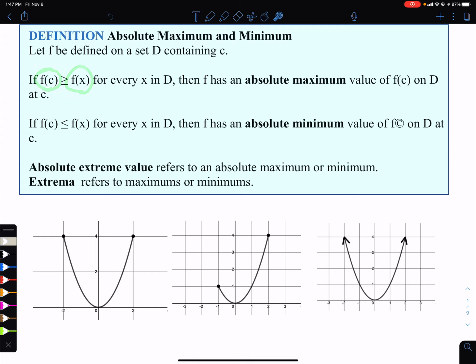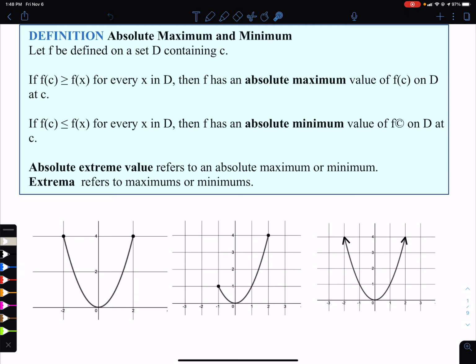Then we can say f has an absolute maximum value of f of c at c. It occurs at c, and the maximum value is f of c because f of c is the y value. So that is absolute maximum, meaning in its domain, in its realm, in its world, there is no larger value.